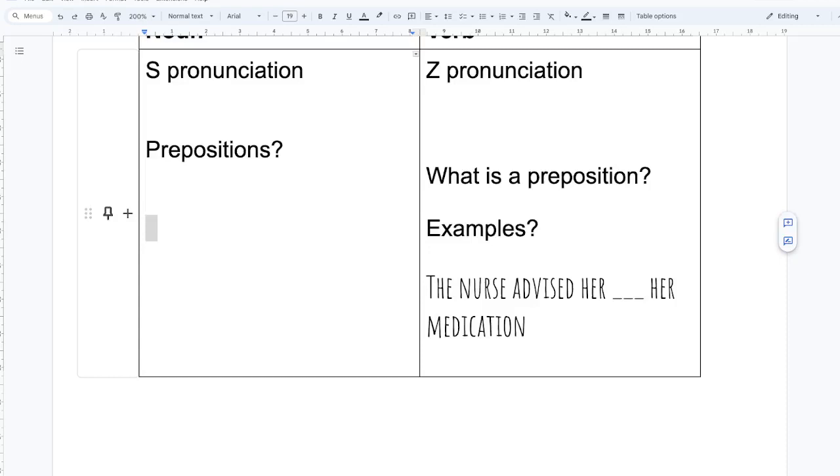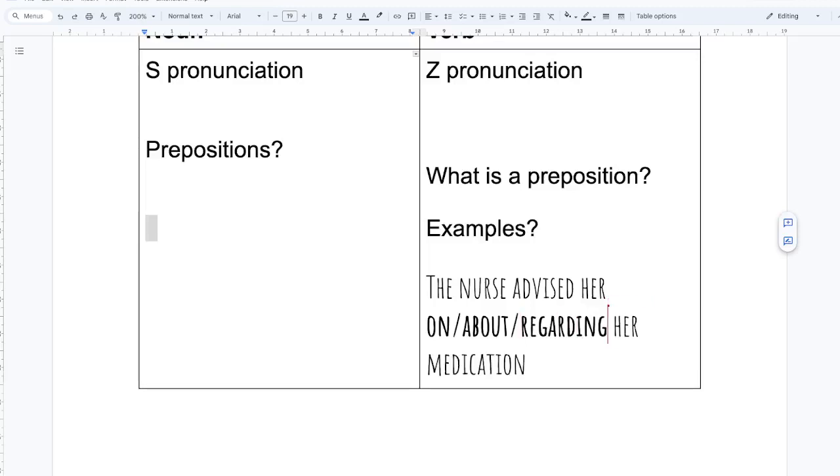Okay, so fill in the blanks. Is it on? Is it in? At? Is it to? So Rita, you're saying on. Rika, you're saying about. Ola, you're saying to. So guys, the answer, not everyone is right here. The answer is we can say on. This is correct. We can also say about. It is possible to say about here. We cannot say to. That's not right. I'm sorry. Just that one is incorrect. But we can say regarding. So the nurse advised her on her medication, about or regarding her medication.